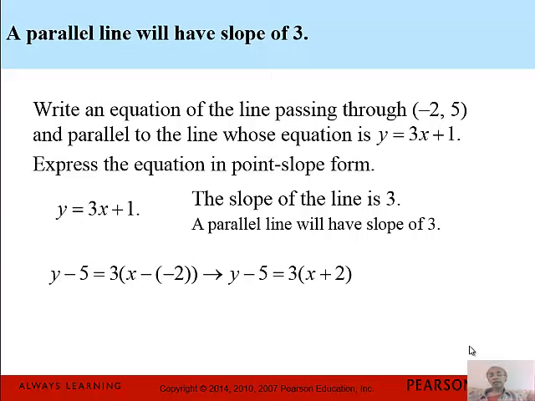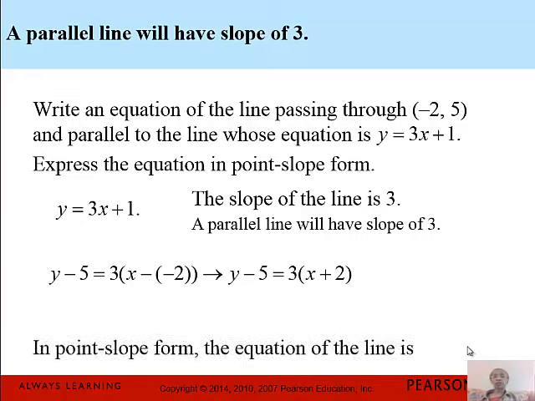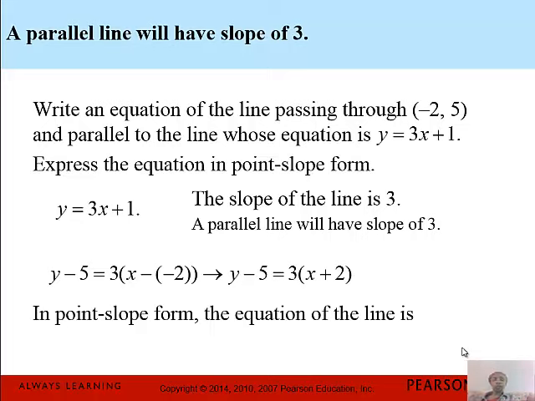So y minus the y coordinate of my point, which is 5, equals 3 times the quantity x minus the x coordinate of my point, which is -2. So I wind up with y - 5 = 3(x + 2). And in point-slope form, that's actually the equation of my line.